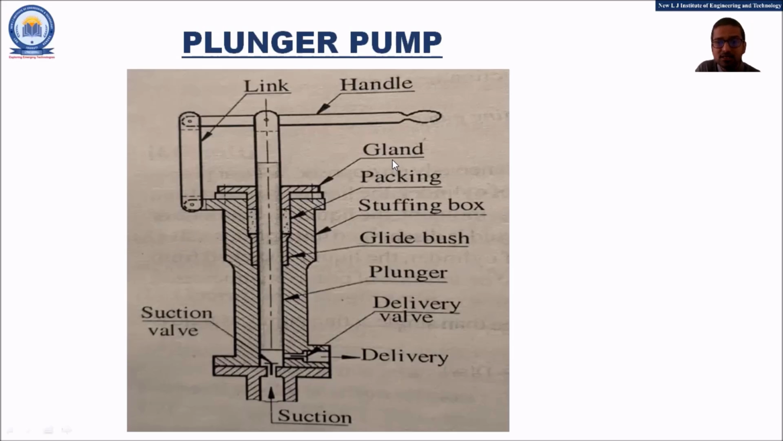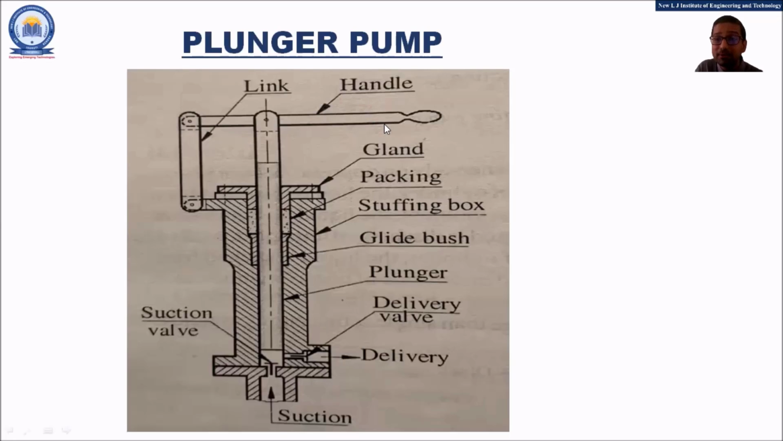In the image, you are seeing the gland, packing, stuffing box, glide bush. All these components are installed in the pump for covering the pump in order to minimize the leakage of the liquid. And other points are the same. We are observing the suction valve. This is the suction side. We are observing the delivery valve with the delivery. And the plunger will be operated by the handle.